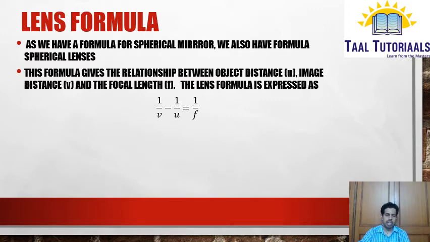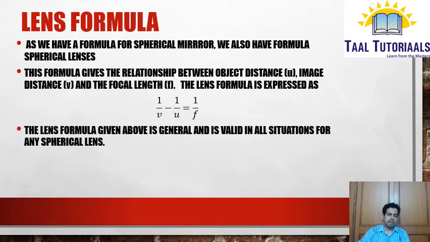You have to remember that in the mirror formula, if you change the order, that doesn't matter. 1 by u plus 1 by v or 1 by v plus 1 by u is the same. But here v should come first. So 1 by v minus 1 by u is equal to 1 by f. That order you have to remember. If you remember one formula, remembering the other will be very easy, but you have to remember the order in which to write it. First the image distance should come, 1 by v minus 1 by u, the object distance, is equal to 1 by f, where f is the focal length.